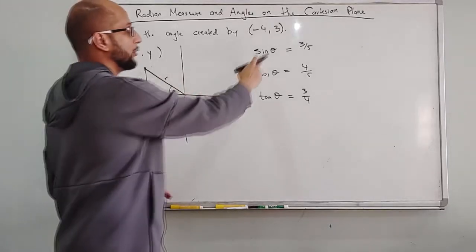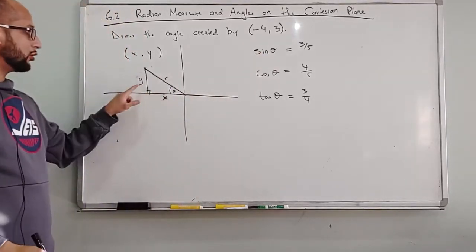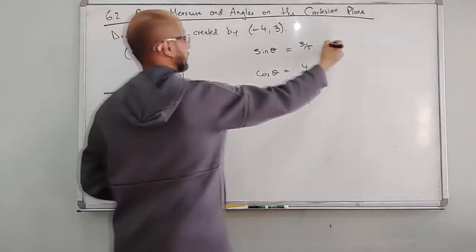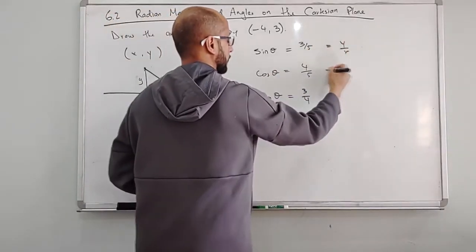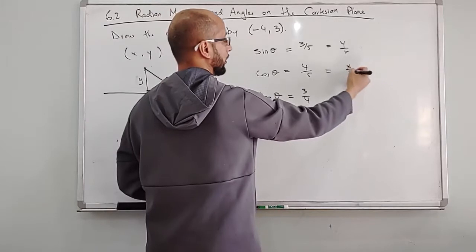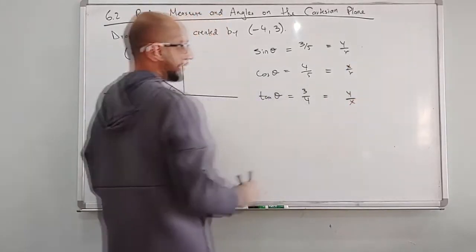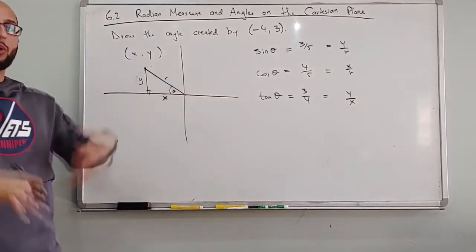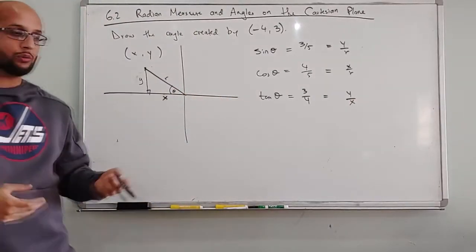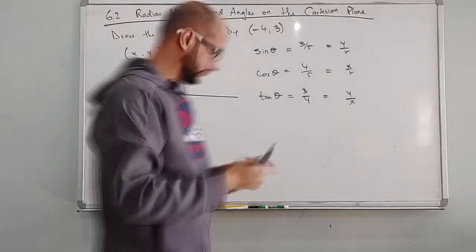So if we switch it around, sine theta is now y over r. Cos theta is x over r, and tan theta would be y over x. And you can use this with points that are given to determine what angle would be created.